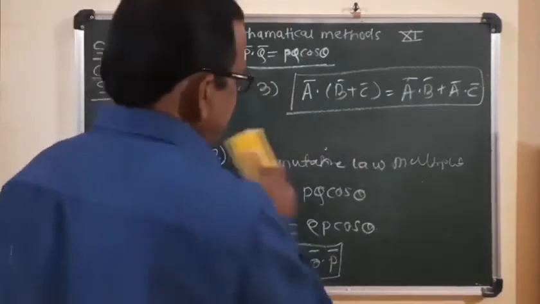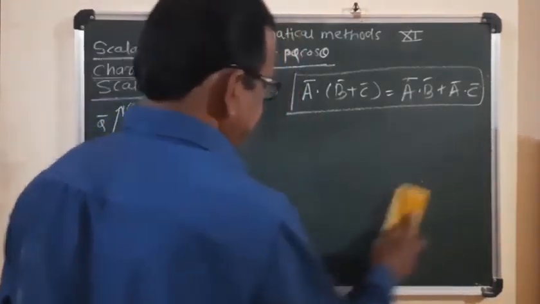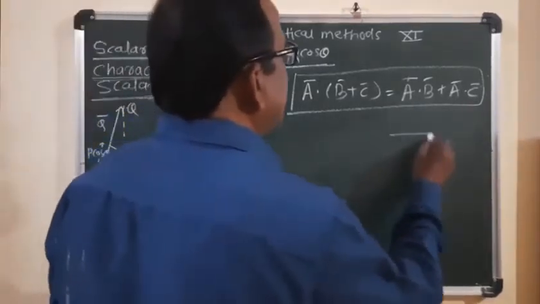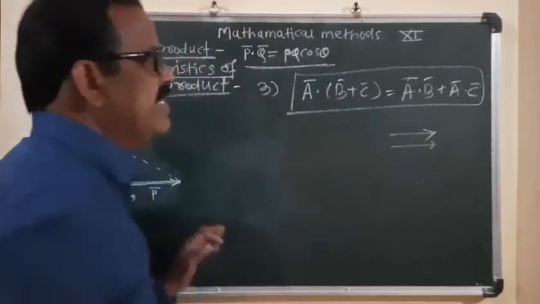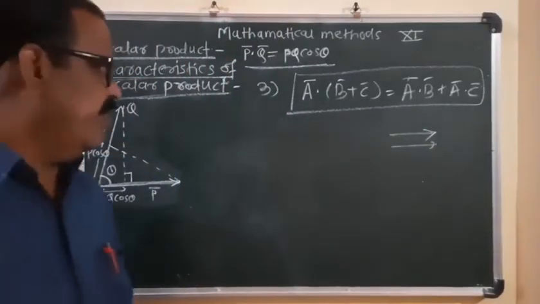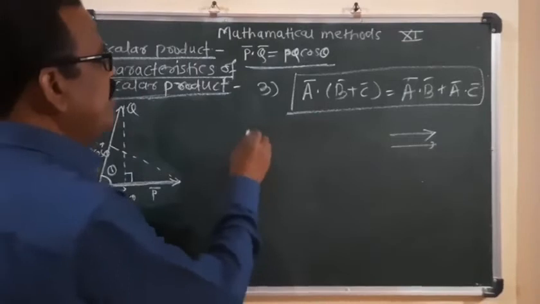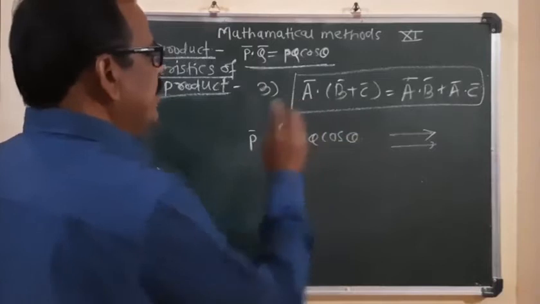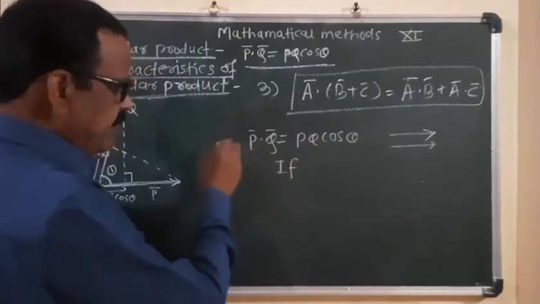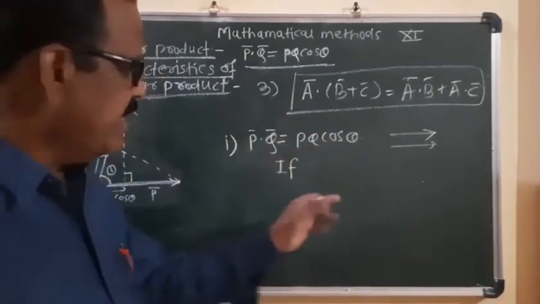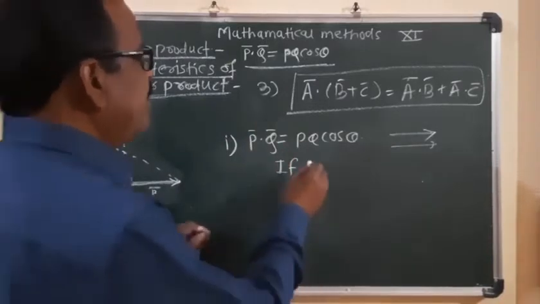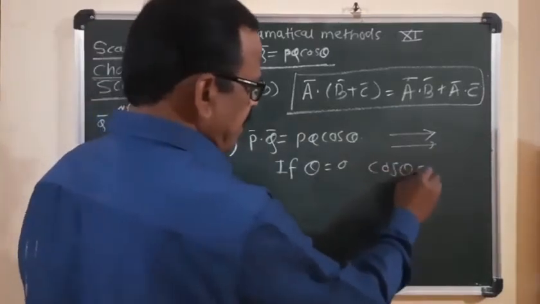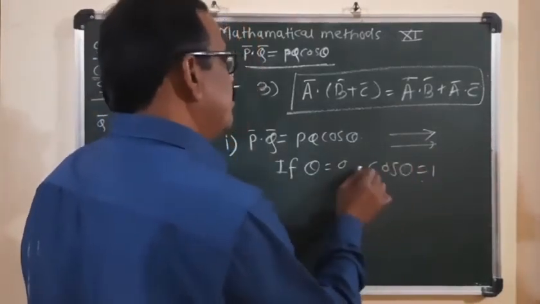Next characteristics, that is the fourth characteristics, is if two vectors are parallel to each other, that is, we consider different cases in case of scalar product of two vectors. By definition, p bar dot q bar is equal to pq into cos theta. If theta is equal to, that is, we explain the different special cases of scalar product. If theta is equal to 0, then cos 0 is equal to 1.